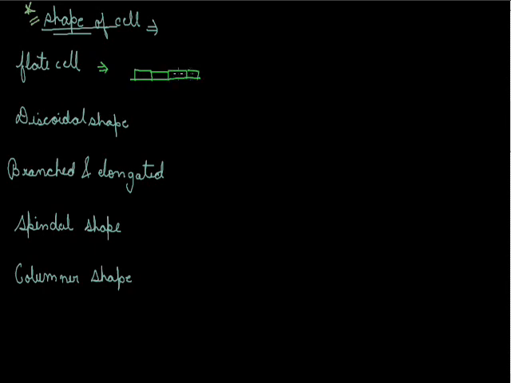The first, flat type cells, look like floor tiles which are present on the floor, and these types of cells are found in the skin. Next, discoidal shape means the cells have a dumbbell-like structure. These types of cells are found in blood.